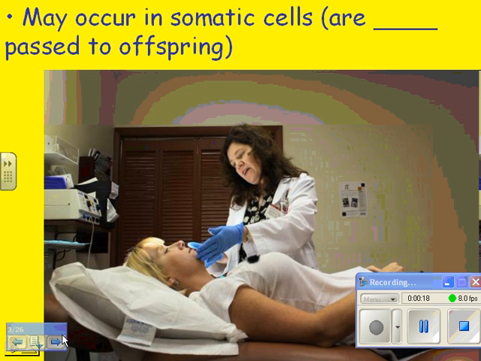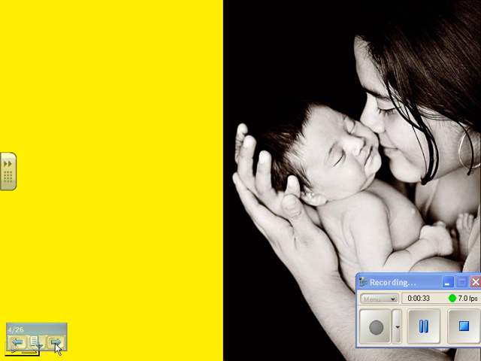Mutations may occur in somatic cells. Somatic cells are body cells. So your skin, your liver, everything except your ovaries and your testes. These are not passed on to offspring. They can affect you, but they won't affect your babies.